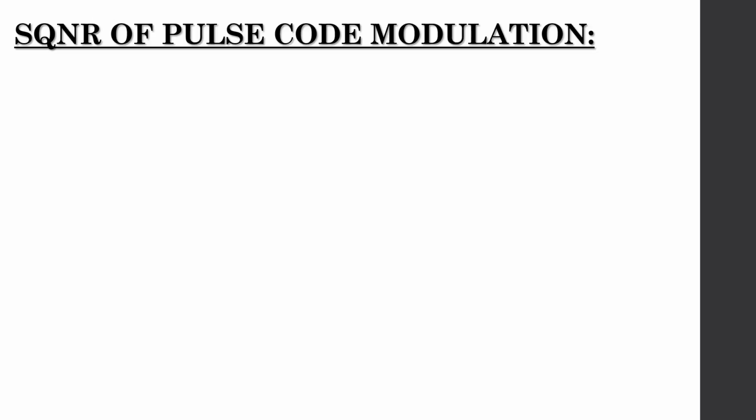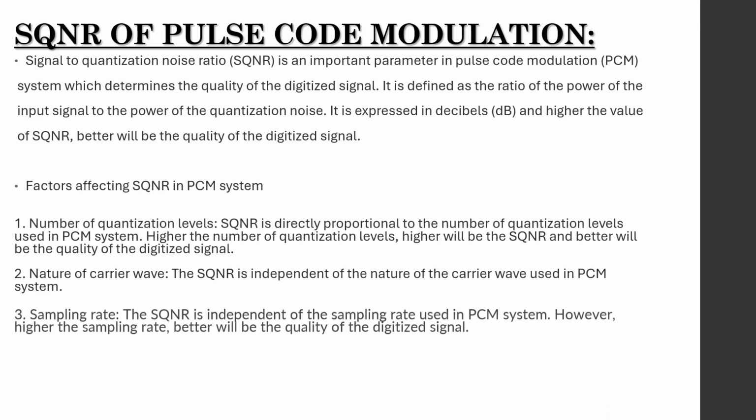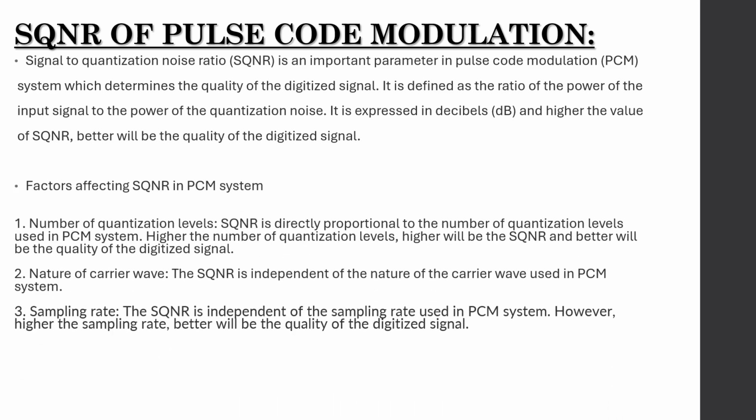Then we come to SQNR of pulse code modulation. Signal to quantization noise ratio is an important parameter in a pulse code modulation system which determines the quality of the digital signal. It is defined as the ratio of the power of the input signal to the power of the quantization noise. It is expressed in decibels, and the higher the value of SQNR, the better the quality of the digital signal.